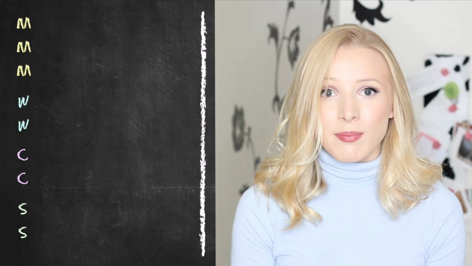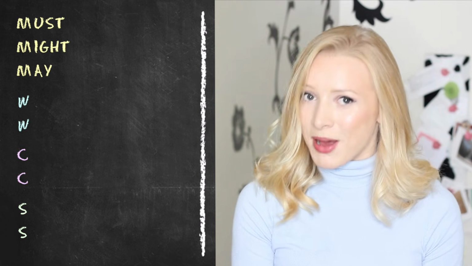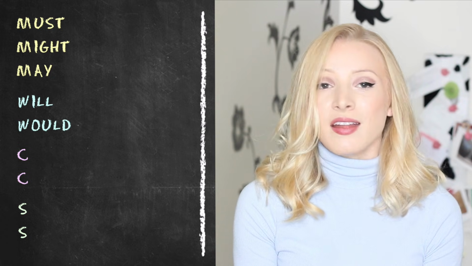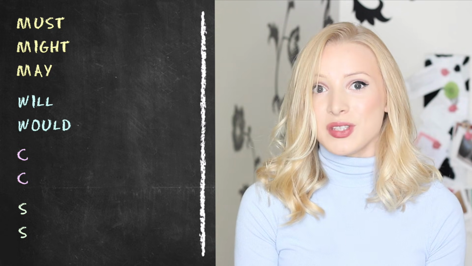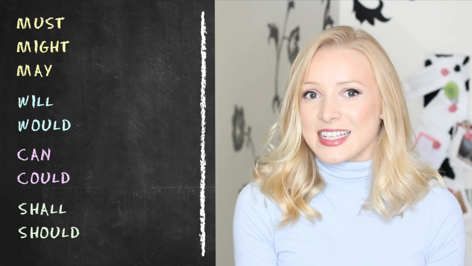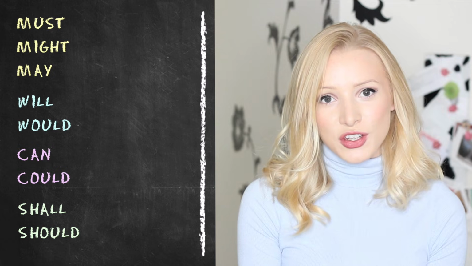So we've got the 3 M's. We've got must, might and may. We've then got the 2 W's, will and would. We've then got the 2 C's, can and could. And then the 2 S's, shall and should.